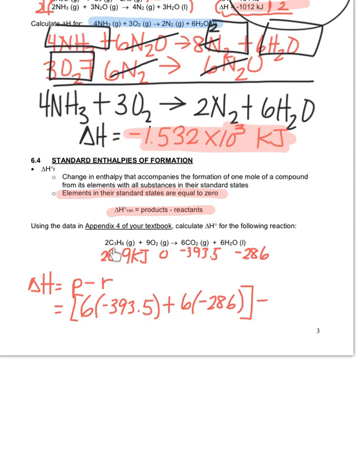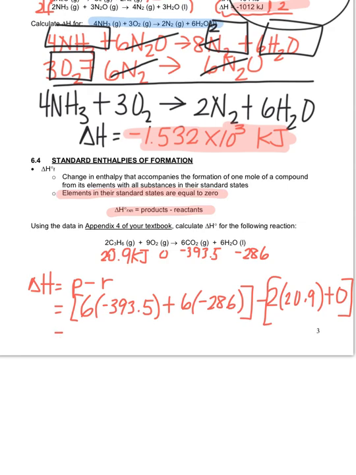Now we're going to do the reactant side. So 2 times that value. Use a bracket, let's group it. 2 times 20.9. And then 9 times 0. We already know that's going to be 0, so I'm just going to put 0 there.